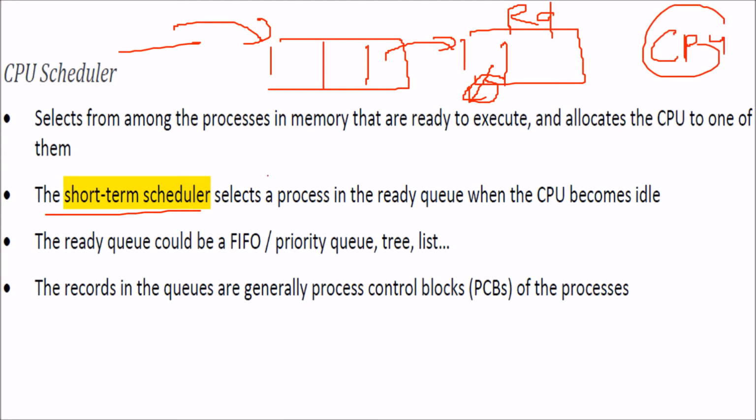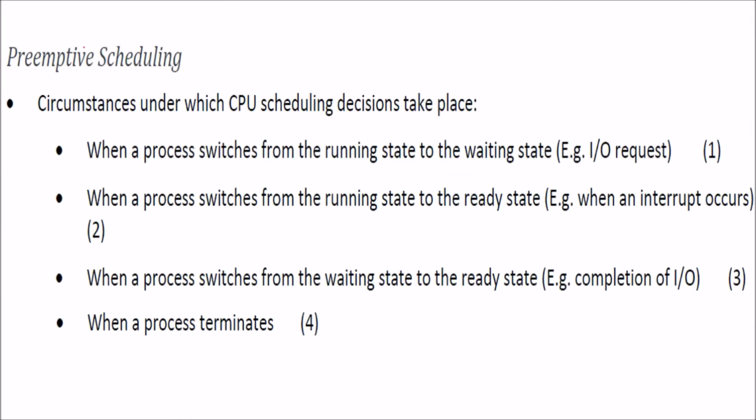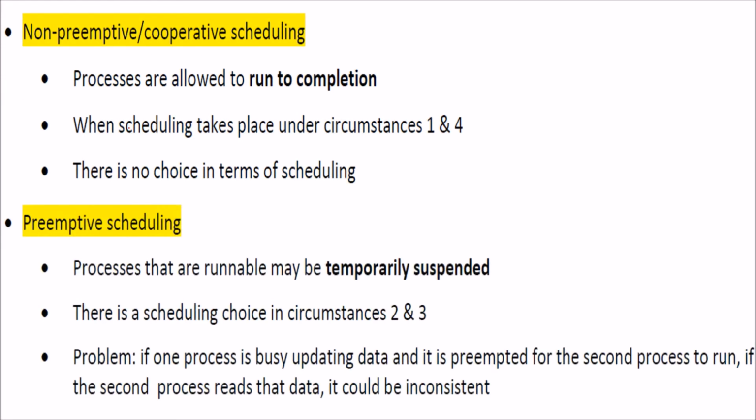You can select the processes in terms of first in first out, in terms of the process queue. So you need to have all the records of the PCBs, process control blocks, because you're dealing with processes now. There are two types of scheduling, preemptive and non-preemptive. In non-preemptive or cooperative scheduling, the process is allowed to run to its completion. It is never disturbed. And there is no choice in terms of scheduling, because there is no preemption, but we'll see about that also.